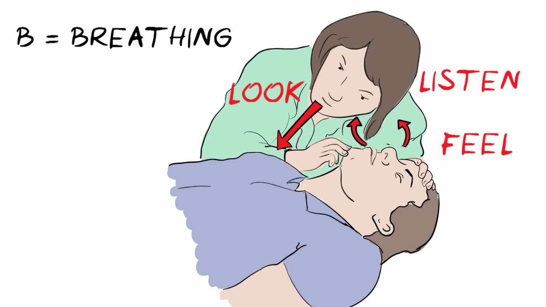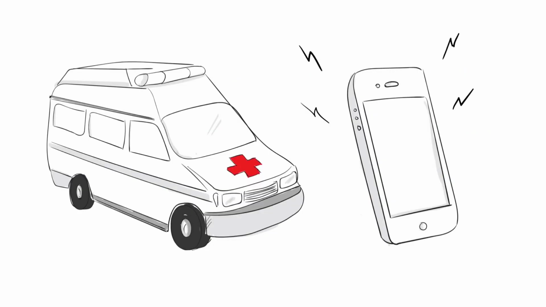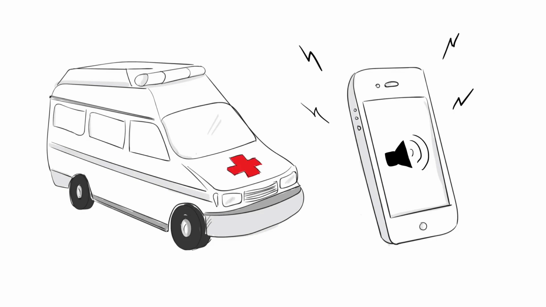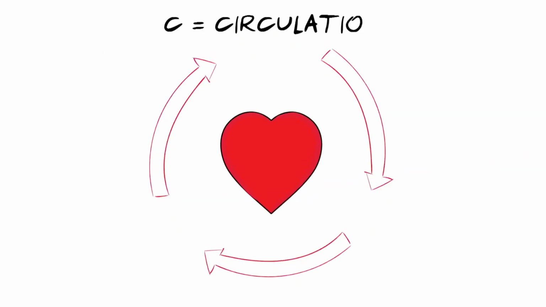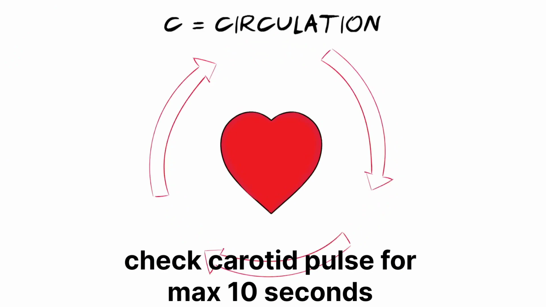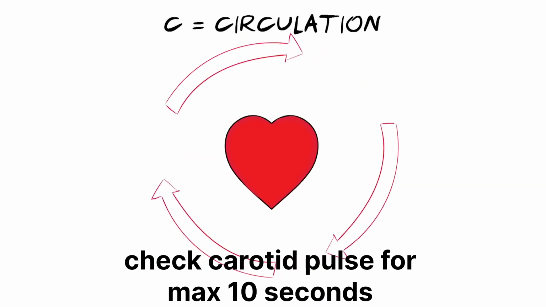If the casualty is not breathing normally, call 112 or 102 or put the phone on speaker or ask anyone to call and explain the victim's condition to the ambulance service. Then check for carotid pulse. Place your index and middle finger on your neck to the side of your windpipe. Check for maximum 10 seconds.